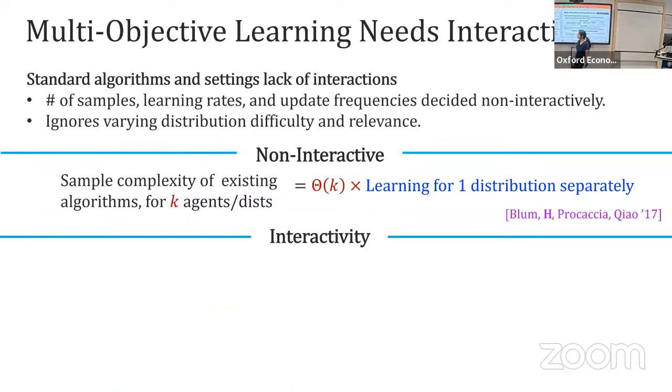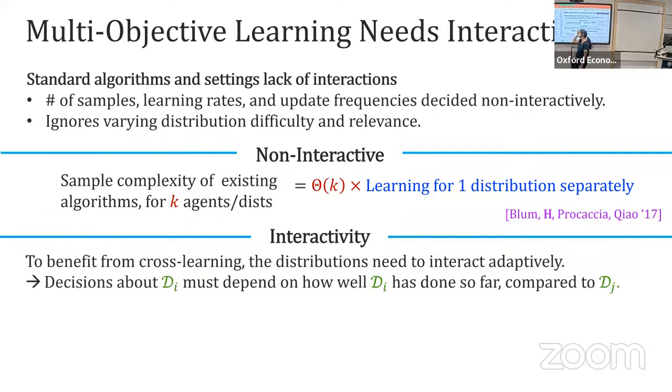What does interactivity really mean? Interactivity and adaptivity come together: to really benefit from cross-learning across different distributions, these distributions somewhat need to interact with each other. What I mean is that the decisions we make about one distribution must depend on the relative performance of that distribution with respect to the other distributions so far.